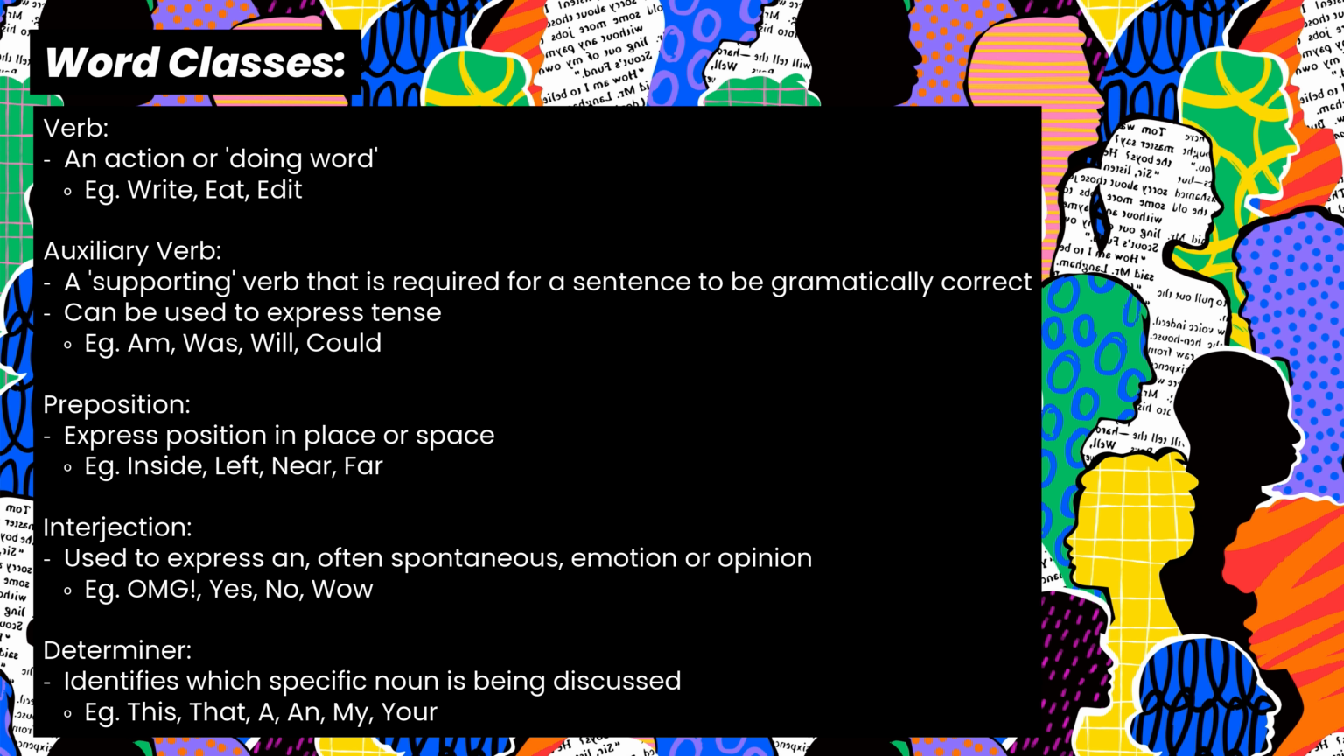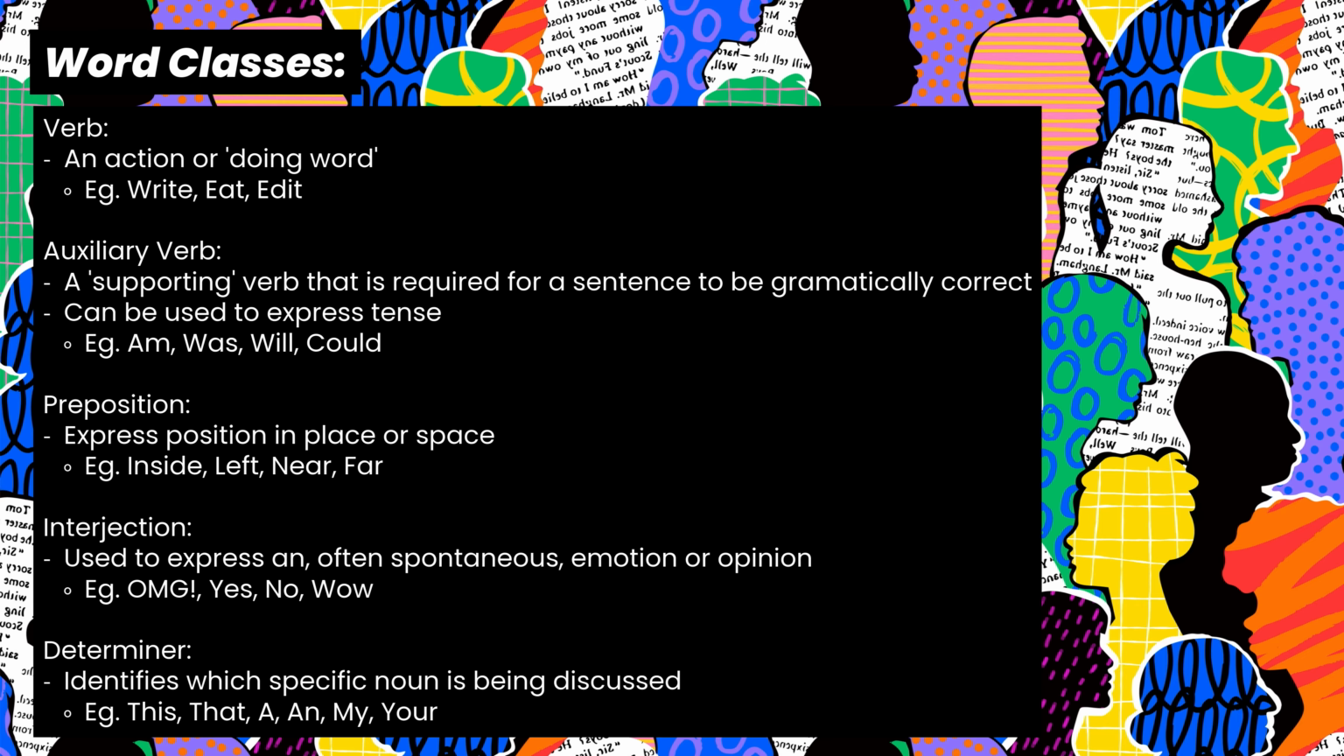So we start with verbs. These are our action or doing words. And our examples of verbs are verbs like write, eat, and edit. And one test you can apply to determine if a lexeme is a verb is to imagine saying to someone, stand over there and insert verb here. If it's a verb, they will be able to do that and your sentence will make sense grammatically.